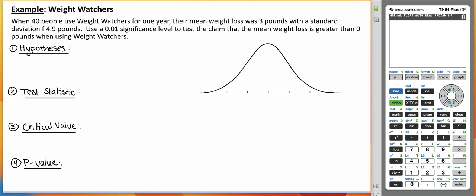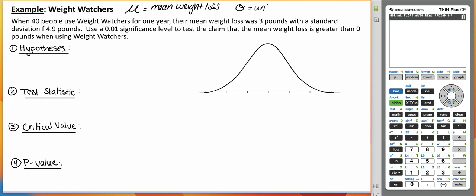In this example, we want to determine if people using Weight Watchers actually gain more than 0 pounds when they're on Weight Watchers. So right away, we know that we're going to be testing a claim about some mean value, where the mean value is the mean weight loss. Notice that in this problem, we do not know the population standard deviation.